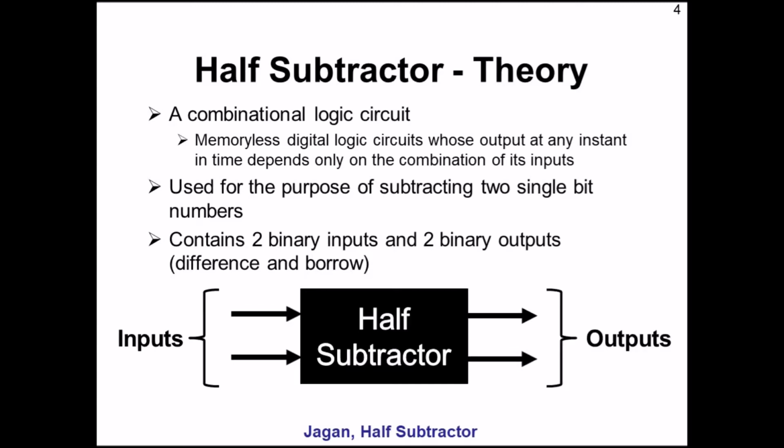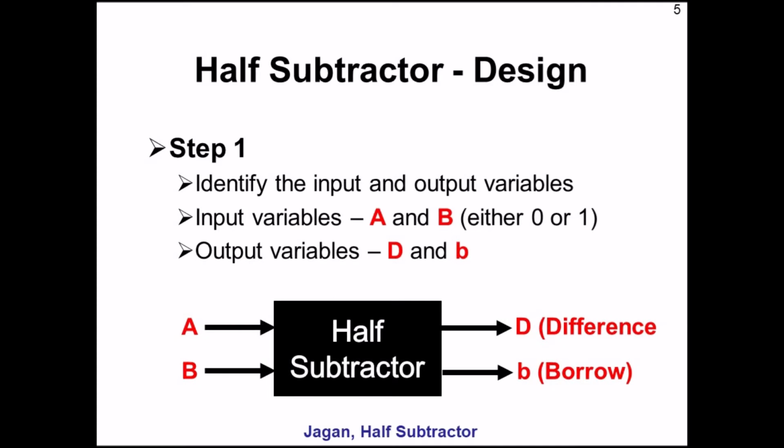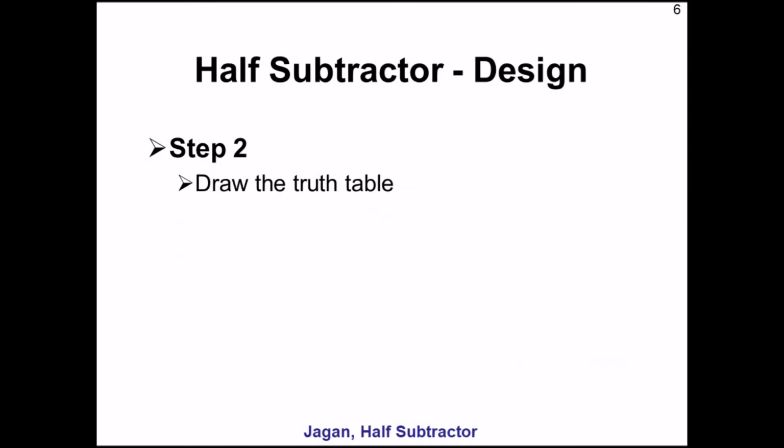So, if you want to name the 2 inputs, we'll just take A and B as my input variables, and D, the difference, and small b is my borrow. So, now let's move on to the design. Step 1, identify the input and the output variables that we have already assigned. A and B are my input variables. It can either be 0 or 1. The output variables are the difference and borrow.